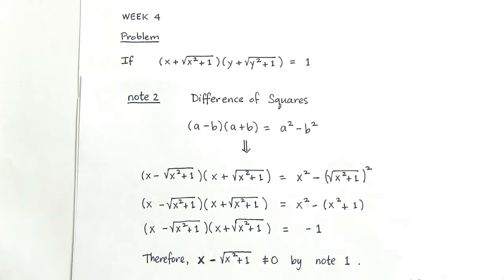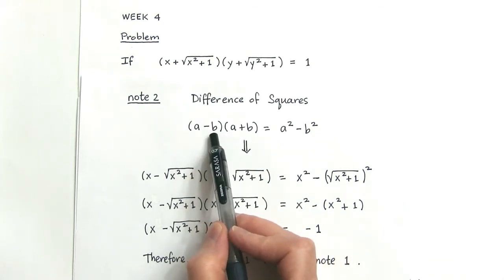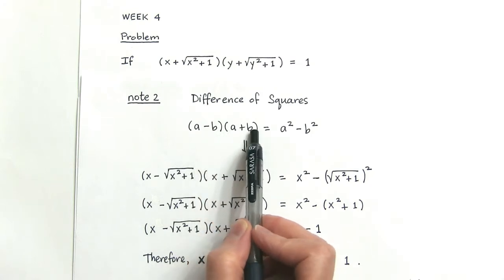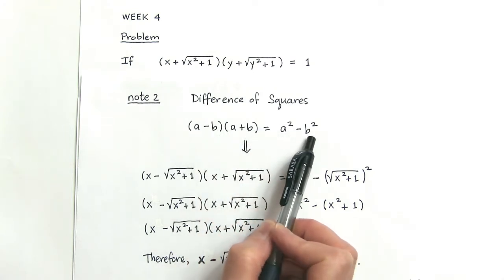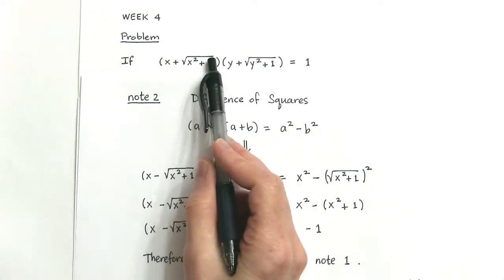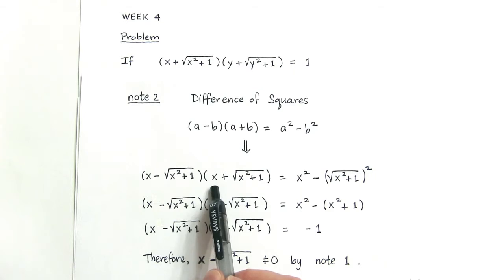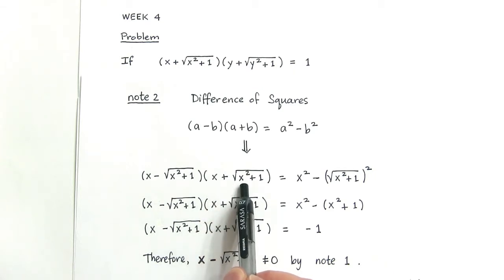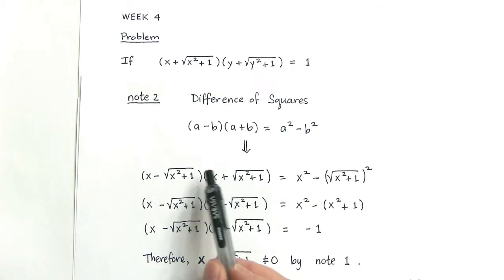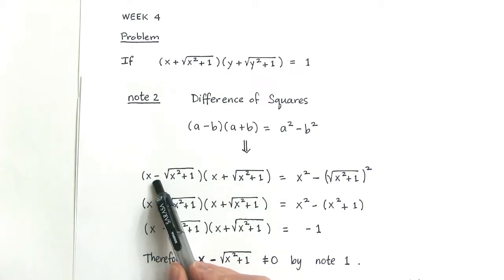Note 2. Let's recall the property of the difference of squares. The quantity a minus b times the sum a plus b is equal to a squared minus b squared. Whenever I see an expression like this with a radical in it, I think of the difference of squares, because I know that multiplying by the radical conjugate will help me eliminate the radical, and 9 times out of 10, that will help me solve my problem.